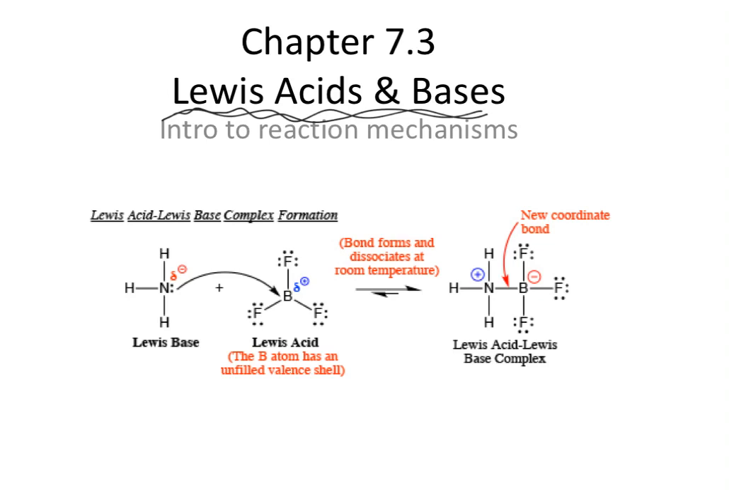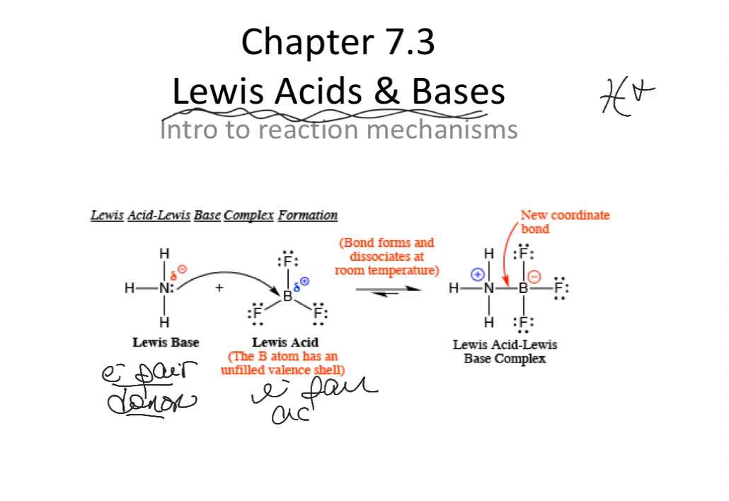The basic definition is that a Lewis base is an electron pair donor. Now remember, when we were talking about Bronsted-Lowry acid bases, we talked in terms of proton or hydrogen ion donor and acceptor. So the key difference is a Lewis base, as I said, is an electron pair donor, and a Lewis acid is an electron pair acceptor.